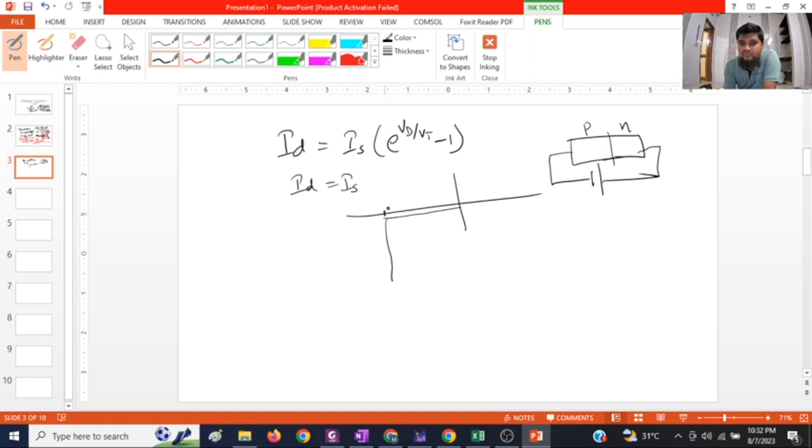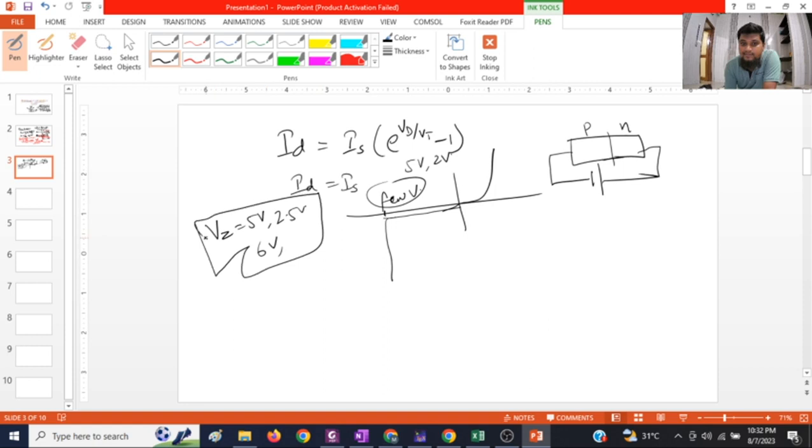Few volts means it can happen at 5 volts, it can happen at 2 volts also, depending on how we design the doping concentration. So that will depend on doping concentration. That's why you can find Zener diodes with Vz equal to 5 volts, even 2.5 volts, 6 volts. That depends on how you design your junction. This edge at which the Zener breakdown happens is called VZ.